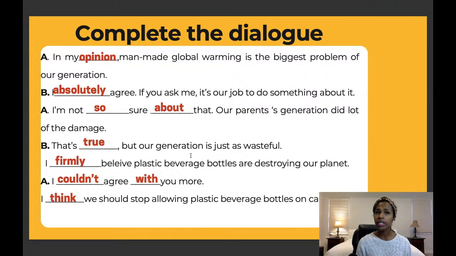"That's true, but our generation is just as wasteful. I firmly believe plastic beverage bottles are destroying our planet." "I couldn't agree with you more. I think we should stop allowing plastic beverage bottles on campus."